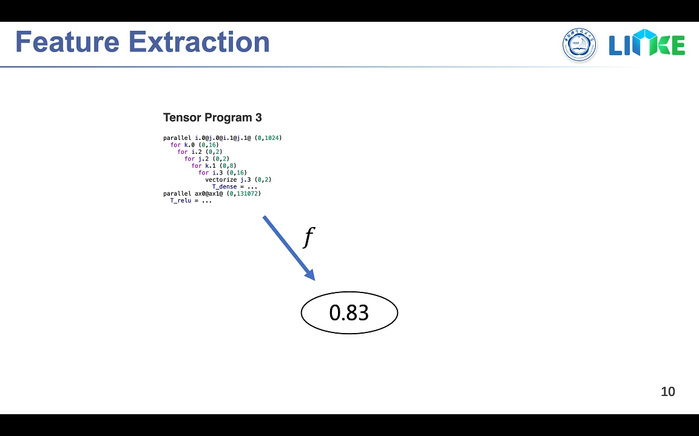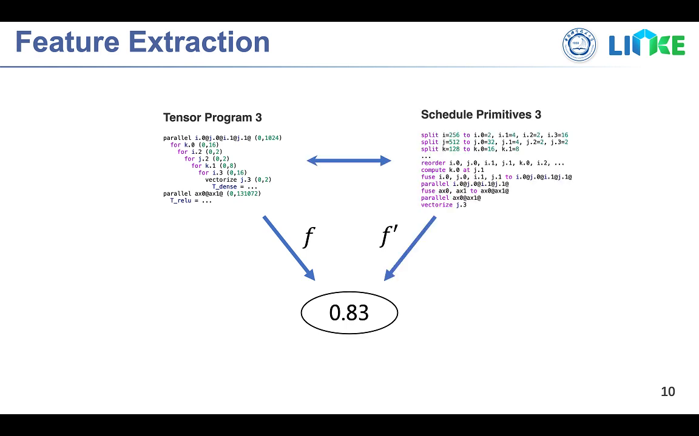First and foremost, our objective is to predict the latency of tensor programs. TLP accomplishes this by regarding schedule primitive sequences as the equivalent representation of tensor programs. This raises two crucial questions. Why are schedule primitives a suitable proxy for tensor programs, and how does TLP accomplish this task?